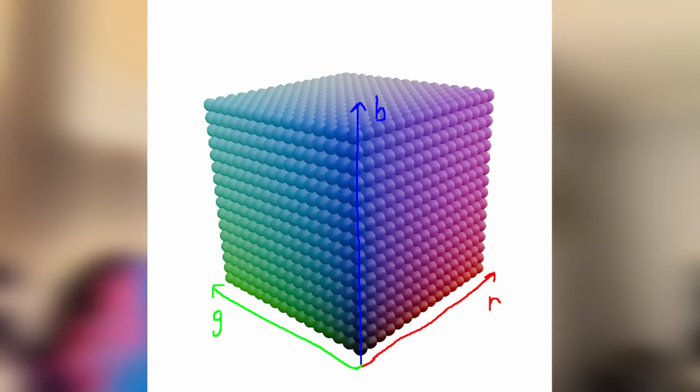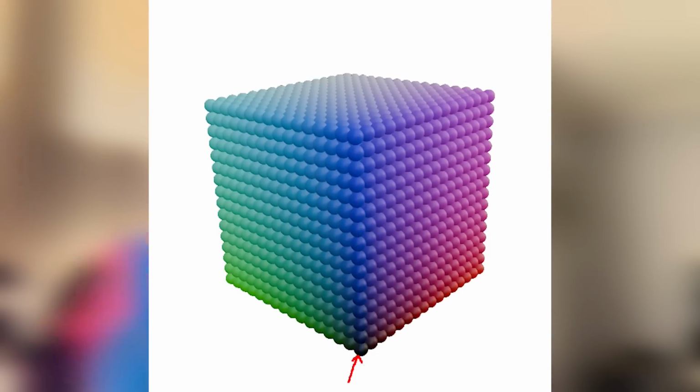And as you start off on your cube at the very origin point, when you haven't gone along any of the axes, you start with black. And as you go on the red side, you get more red. As you go on the green side, you get more green, blue side, more blue. And as you combine them, you get colors like yellow, magenta, cyan. And when you combine all three channels together, you get white.